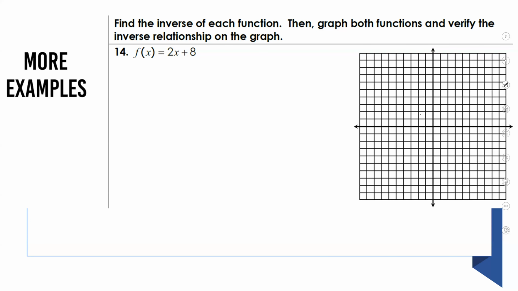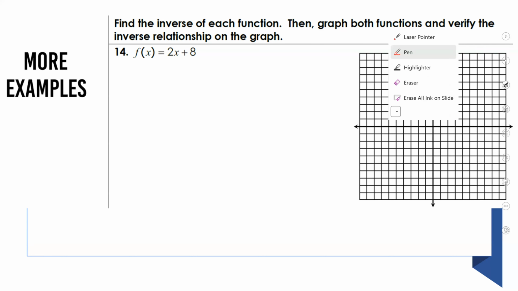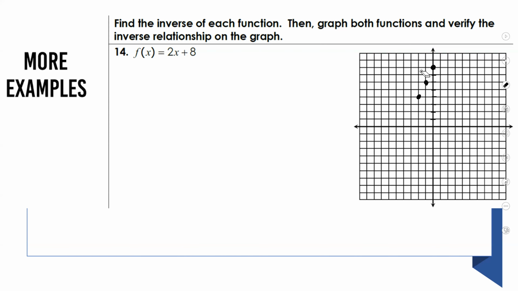All right, so this one, guys, you know how to do. I'm just going to graph this line real quick. I'm going to go up to 8. My slope is 2, so this is my line. Each point should be going up 2 over 1, up 2 over 1. So this is my line.